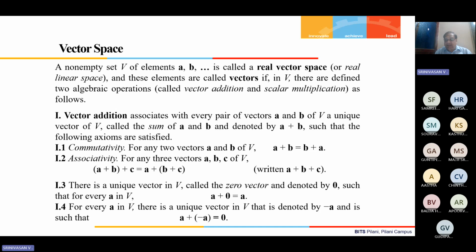So shall we have a break for 5 minutes before we go to vector space and its properties? Shall we have a break for 5 minutes? Yes, sir, sure. Okay, fine.